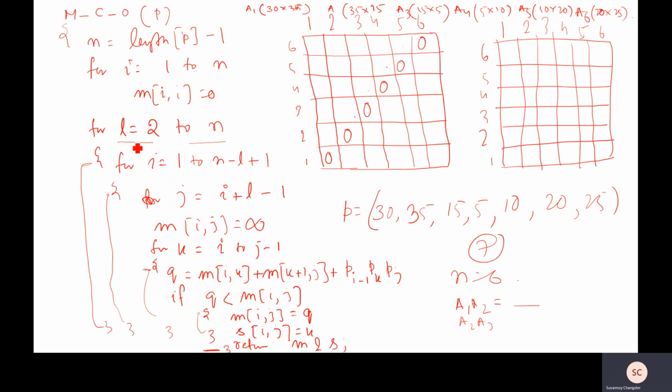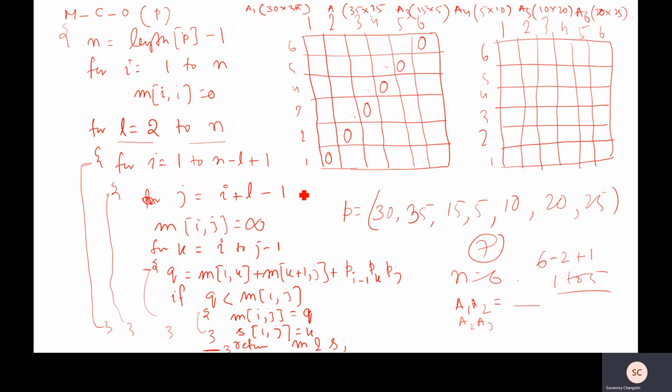So here, for L equals 2, i equals 1 to n, that is 6 minus 2 plus 1, that is equal to 5. So it will repeat 5 times. Why? Because we are having 5 different options: A1, A2, A2, A3, A3, A4, A4, A5, A5, A6. So this loop will execute 5 times when L equals 2.